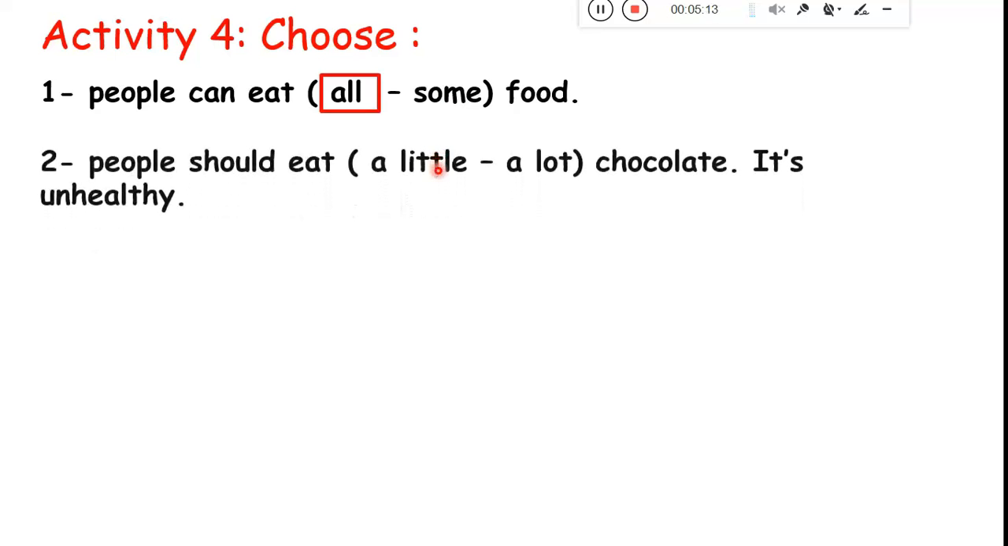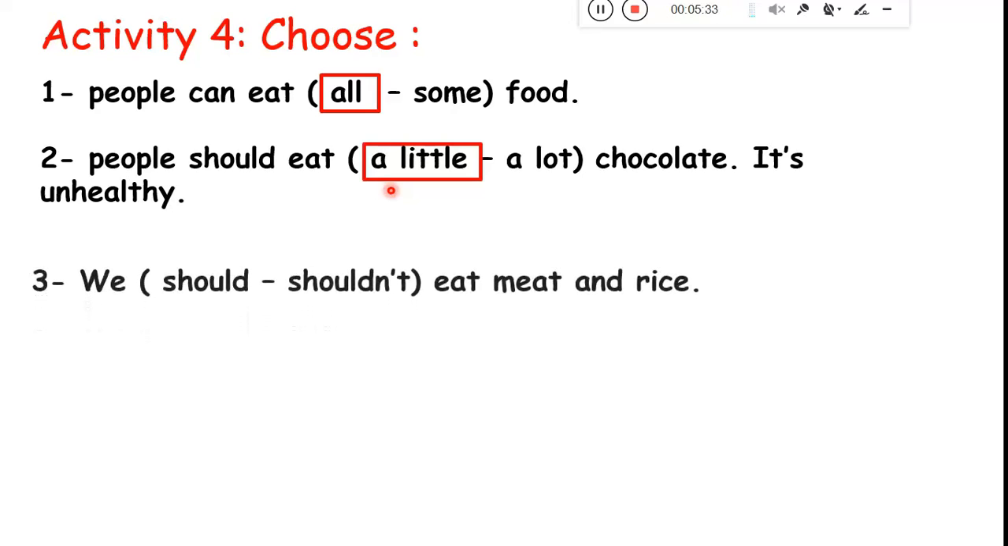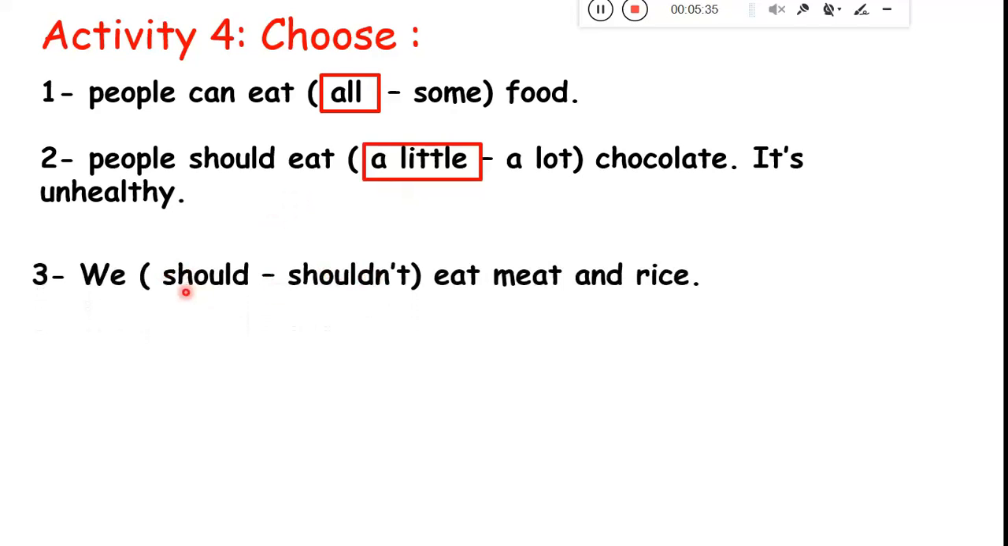Number 2. People should eat a lot chocolate. It's unhealthy. Chocolate is unhealthy. What do you think? People should eat a lot chocolate. It's unhealthy. A little chocolate. And the right answer is a little, not a lot. Number 3. We shouldn't. Here should means must. Shouldn't means must not. Shouldn't eat meat and rice. What do you think about that?